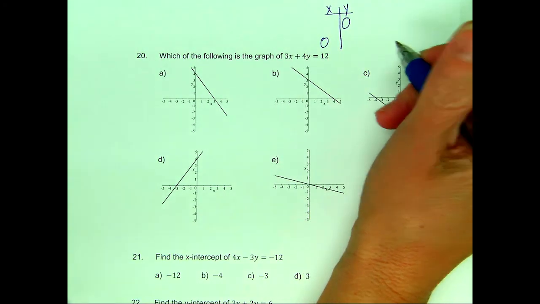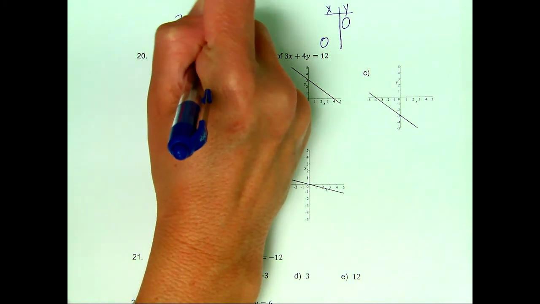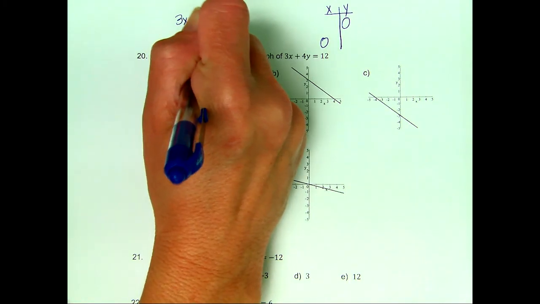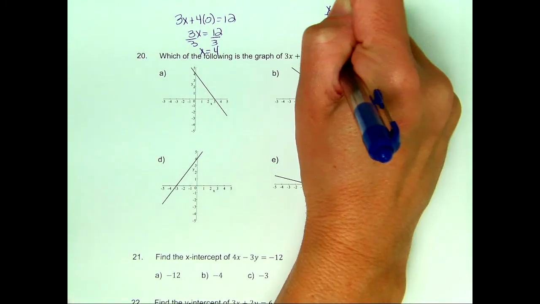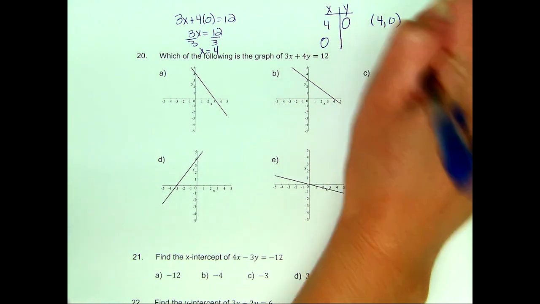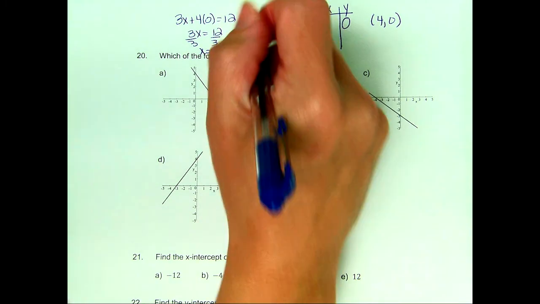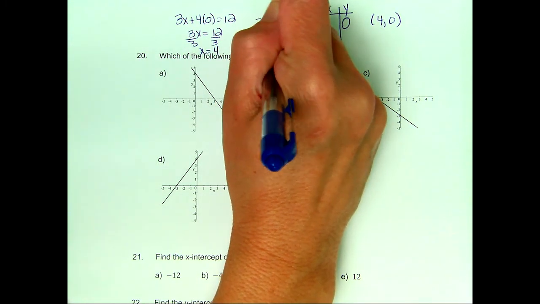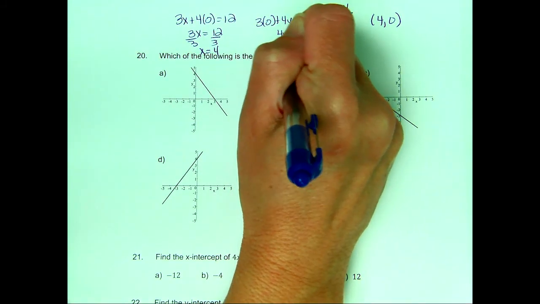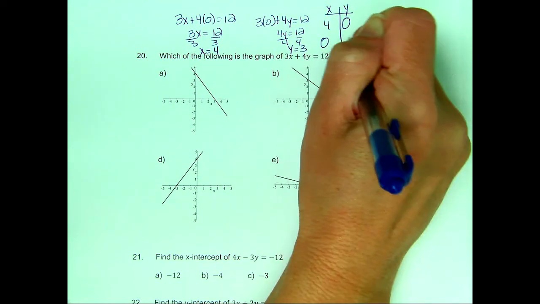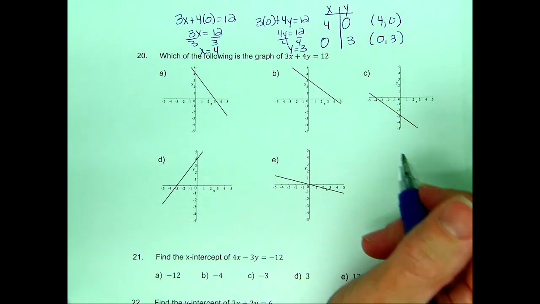Plugging in 0 for y, 3x plus 4 times 0 equals 12. 3x equals 12. Divide by 3. x equals 4. Our x-intercept is at the point (4, 0). To find the y-intercept, we plug in 0 for x. 3 times 0 plus 4y equals 12. 4y is 12. Divide by 4. y equals 3. (0, 3). So looking at these graphs, which one has intercepts of (4, 0) and (0, 3)?